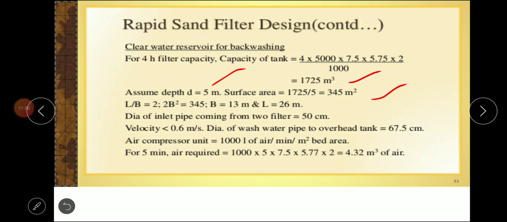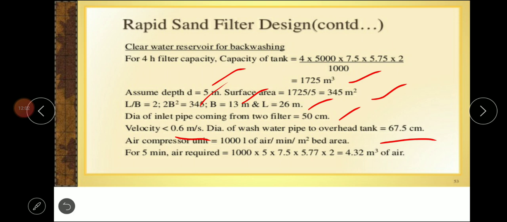So here we can assume L by B ratio is 2. Therefore, area is equal to L into B. The L by B is equal to 2, so 2B square is equal to 345. B is equal to 13 meter and L is equal to 26 meter. Dia of inlet pipe coming from 2 filters is 50 centimeter. The velocity is less than 0.6 meter per second. Dia of wash water pipe to overhead tank is 67.5 centimeter.